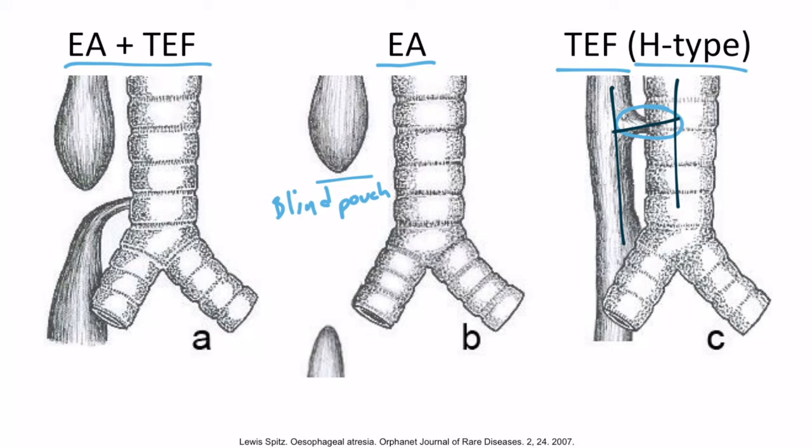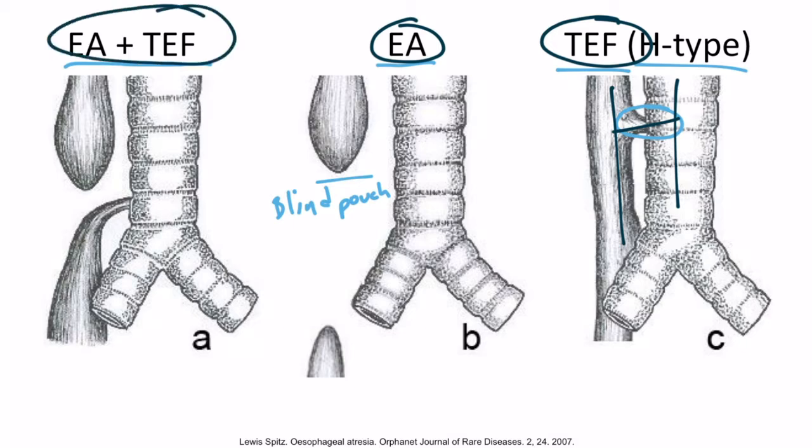So now that we've discussed esophageal atresia and tracheoesophageal fistula, it's important to know that you can have a combination of the two. So you can see this blind pouch here indicating esophageal atresia, and you can see the fistula connecting the lower esophagus to the trachea. Now this is the most common type. It actually occurs 85% of the time.